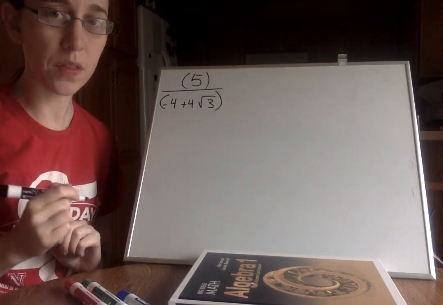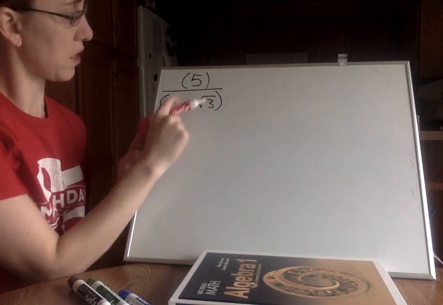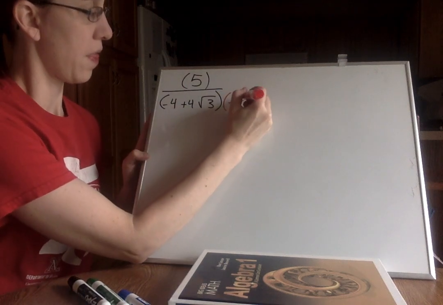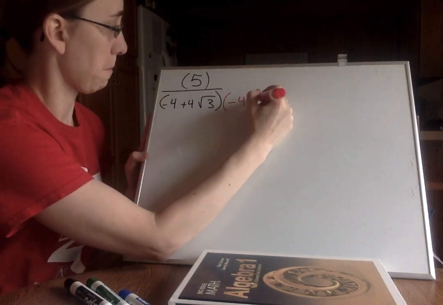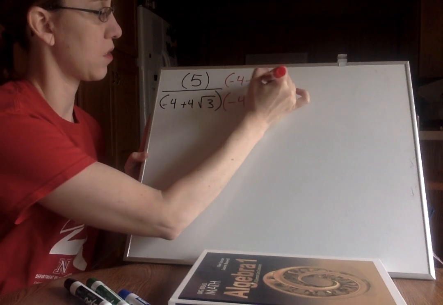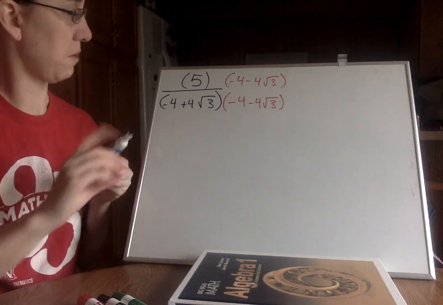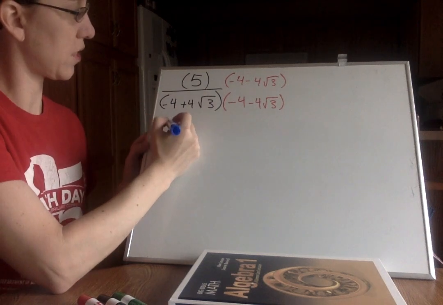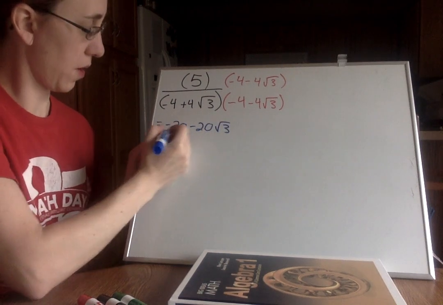So I put it in my parentheses right away. Next step, remember, is find the conjugate. So based off the denominator, that negative stays the same. Remember, we're only changing the middle one. And then we write that on the top as well. Okay, now we're going to distribute. On the top, that gives us -20 minus 20 square root of 3.